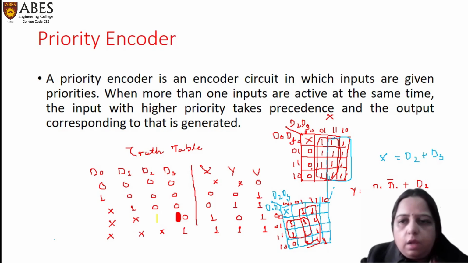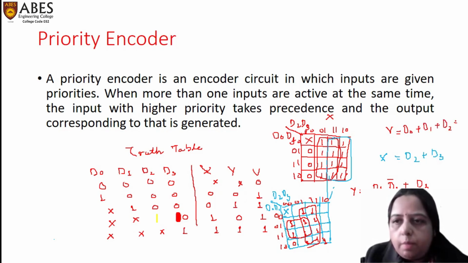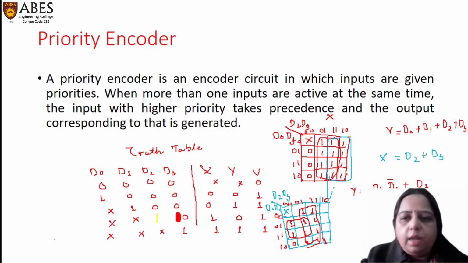And for V, we have 0 at only one place, and at all the rest of the places we have 1. So this comes out to be D0 plus D1 plus D2 plus D3. So these are the three expressions for the priority encoder: for Y, D1 D2 bar plus D3; for X, D2 plus D3; and for V, D0 plus D1 plus D2 plus D3.